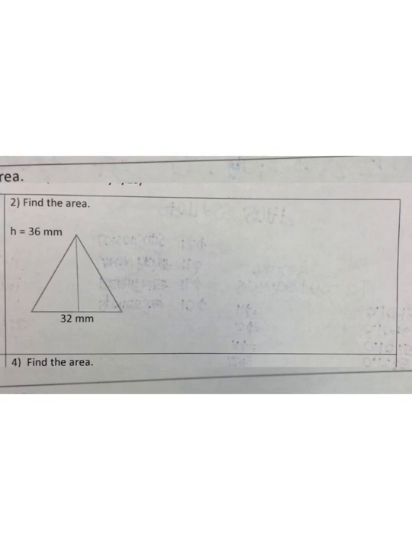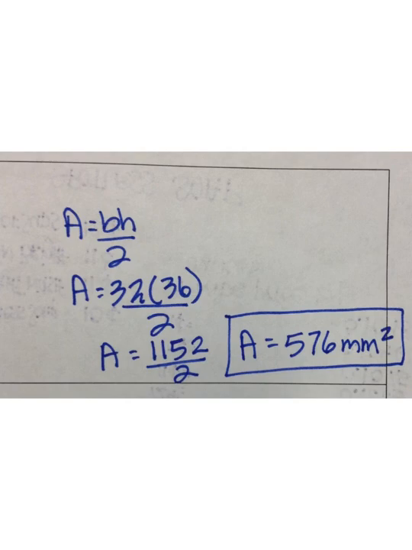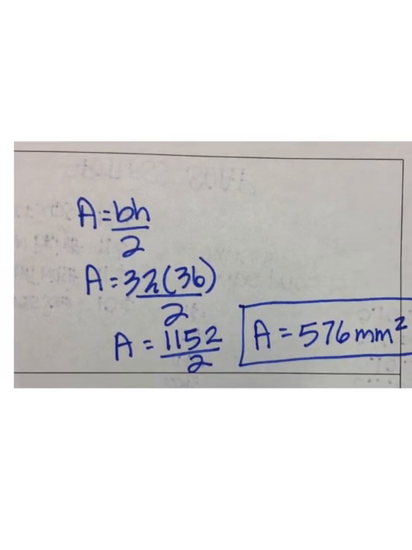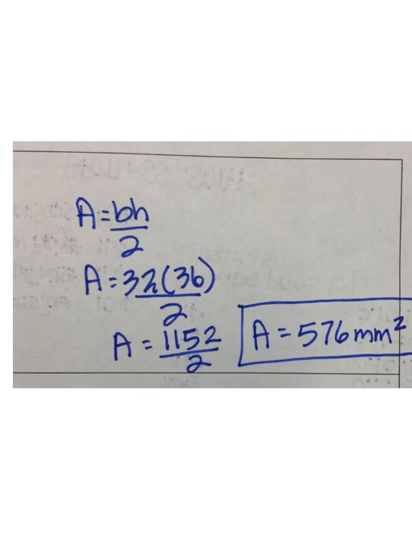Number 2, find the area. It's a triangle. The formula for area of a triangle is base times height divided by 2. So I substituted my values, and what I did first is multiplied 36 by 32, and then I divided by 2, and I ended up with 576 millimeters squared.